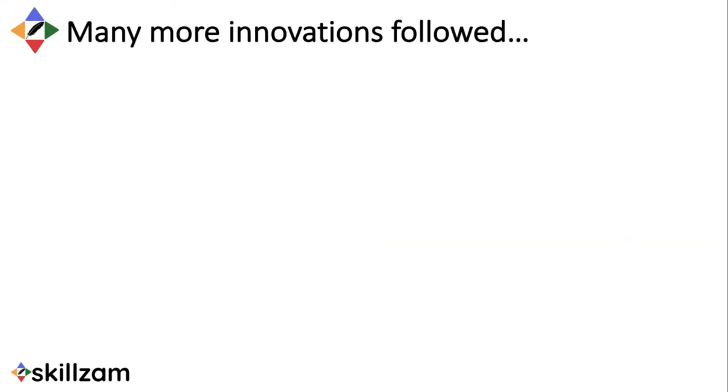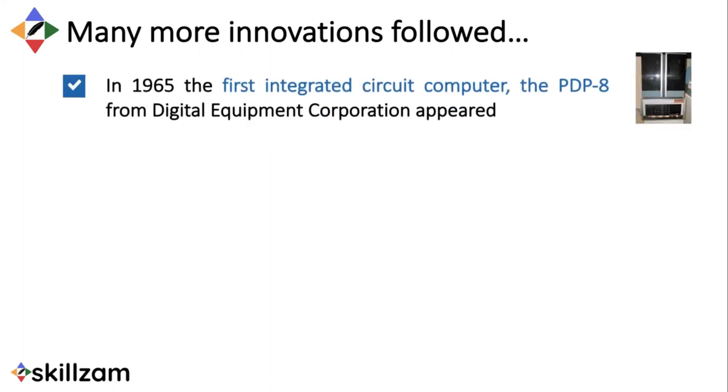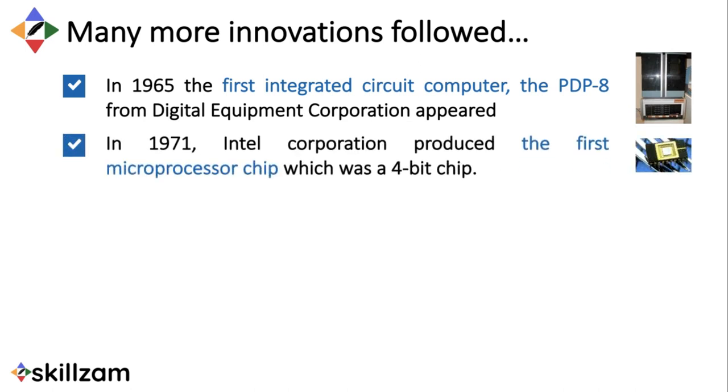Many more innovations followed. In 1965, the first integrated circuit computer, the PDP-8, which stands for Programmable Data Processor, from Digital Equipment Corporation appeared. After this, the real revolution in computer cost and size began. Intel Corporation revolutionized the CPU, or the processor industry. It produced the first microprocessor chip in 1971, which was a 4-bit chip. Today's chips are 64-bit, just a comparison.